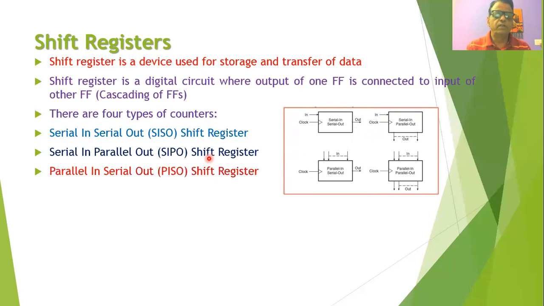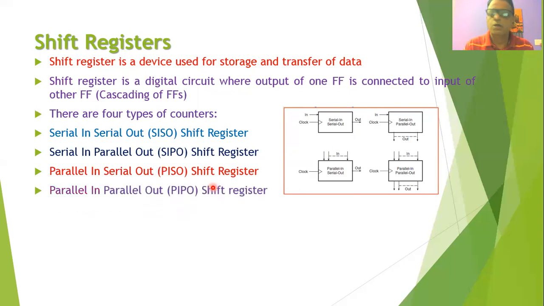Another type of shift register is the parallel in, serial out shift register, where the data is stored in parallel or simultaneously, but while reading the data, it is read serially, sequentially, one after the other. Therefore, such a shift register is called the parallel in, serial out shift register, or PISO shift register.